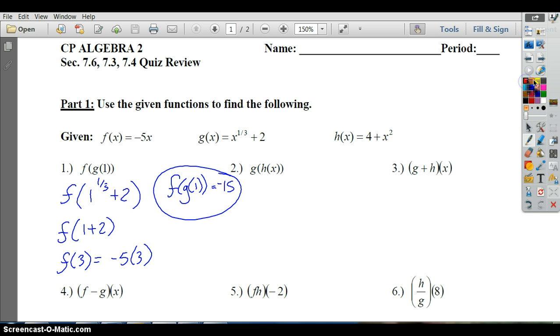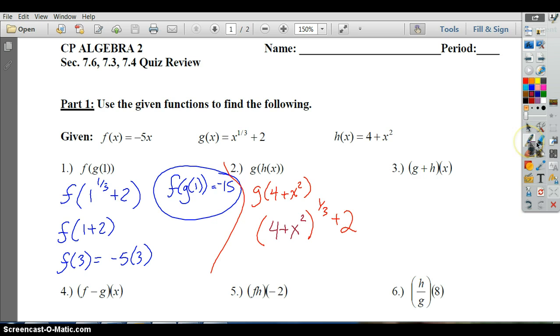Number 2 is a composition where we're plugging in h of x into the function g of x. So h of x is 4 plus x squared. At this point I'm going to rewrite my g of x, except instead of this x here, I'm going to put parentheses. So I'm going to go x to the 1/3 plus 2. Then I'm going to plug this guy in, 4 plus x squared, for my h of x.